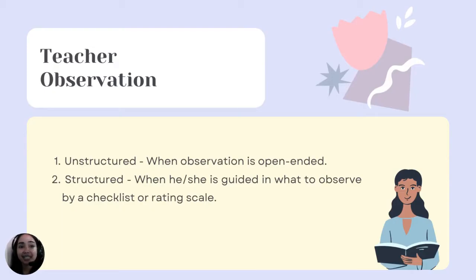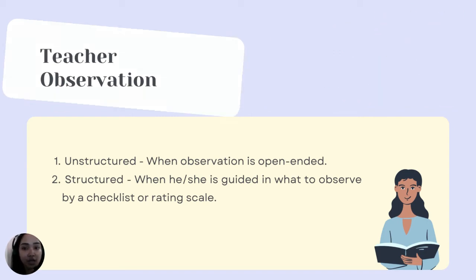So the first in the list is teacher observation. Teacher observation can be unstructured or structured. It is unstructured when observation is open-ended, so the teacher's observation is not limited to items in a checklist or rating scale. Teacher observation is structured when he or she is guided in what to observe by a checklist or rating scale. To make teacher observation work in relation to the assessment of affective learning, the following should be observed.